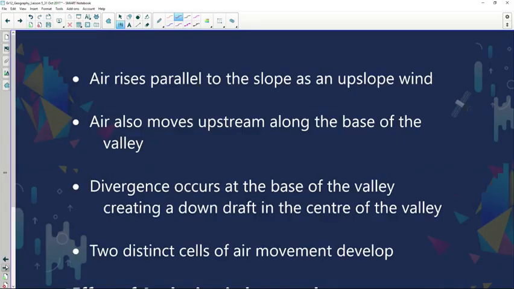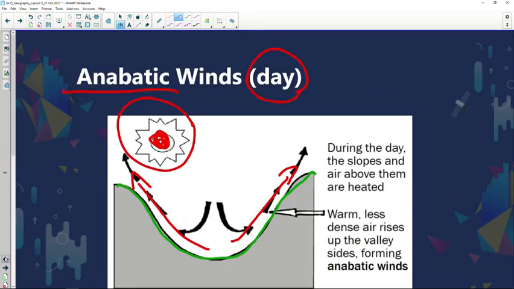Now, if you quickly look at our second slide with more characteristics over here, the air rises parallel to the slope. Upslope winds, we also call them upslope winds. Now, very importantly, if you go back to the diagram, you can see the air is moving parallel with the slopes. And what do we experience right here in the middle? Divergence.